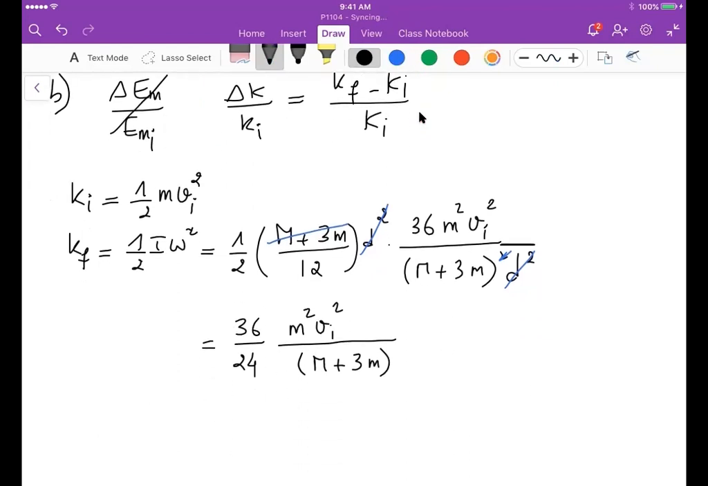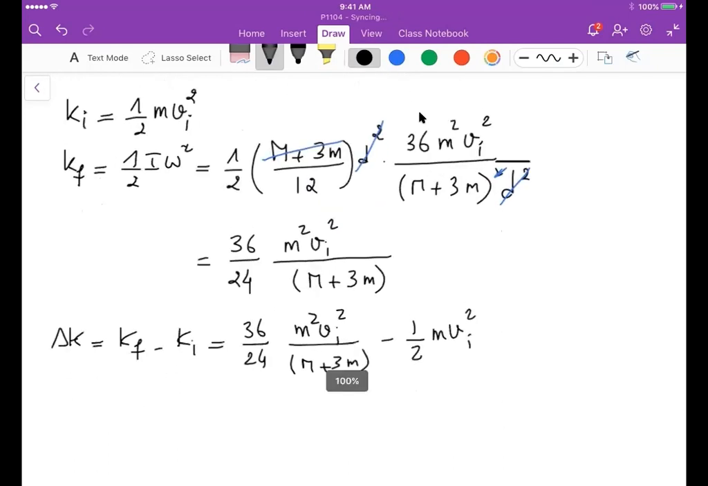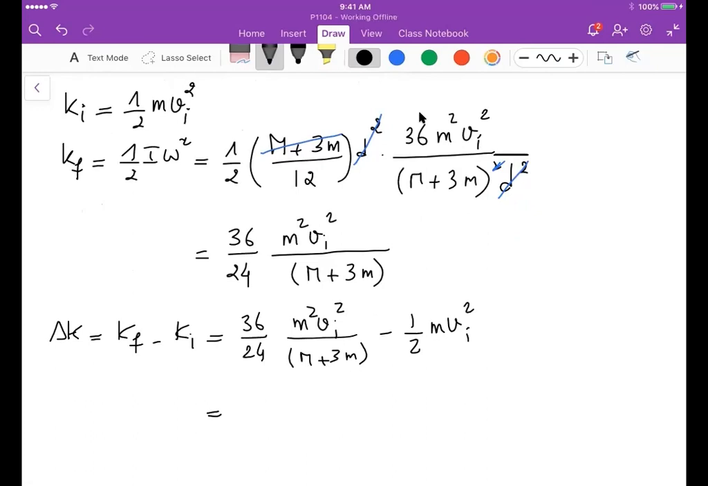Right? So now what we need to determine is delta k, and then we have to divide delta k by k initial. So delta k is given by k final minus k initial. So it's equal to 36 over 24 m squared vi squared over m plus 3m minus half m vi squared. And so if we take something in common factor, let's take 2 times m plus 3m. This 36 over 2, we can reduce from top and bottom, divided by 8, and we get 3 over 2.